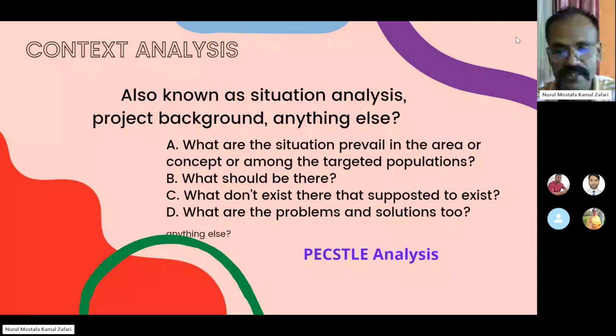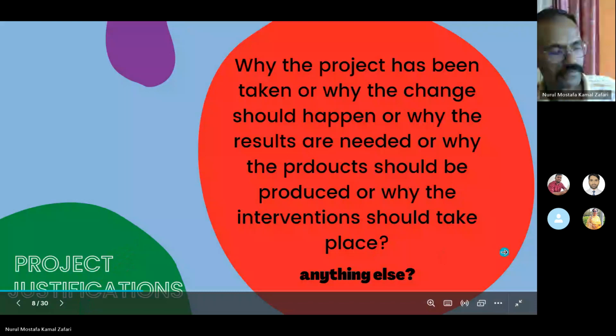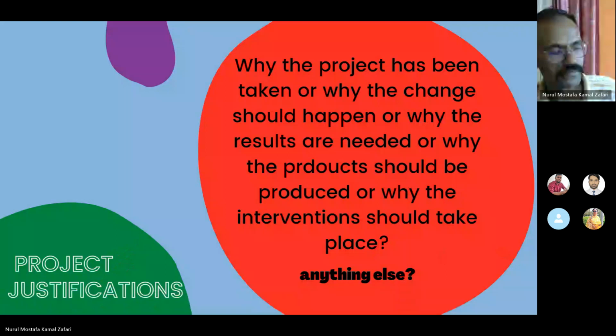Hello. So, please, sir. Yes, before the context analysis, at the project justification stage, will it be wrong if you bring to light the challenges in the area, for that matter, the reason for the project?